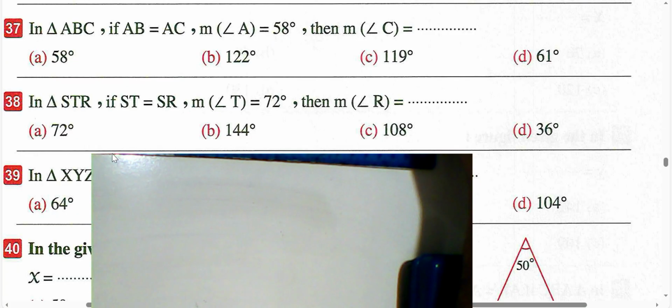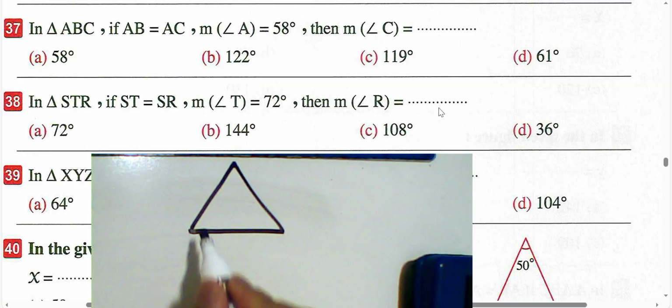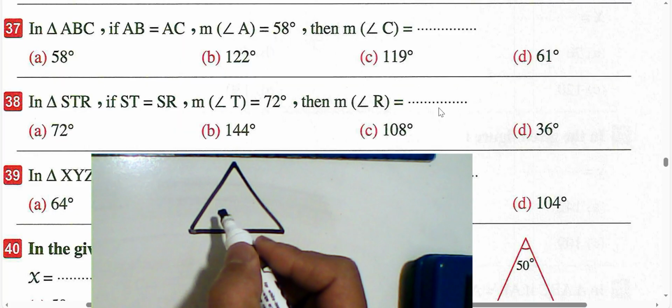Number 38. In triangle STR, ST equals SR, the measure of angle T is 72 degrees, the measure of angle R equals what? We have triangle STR.